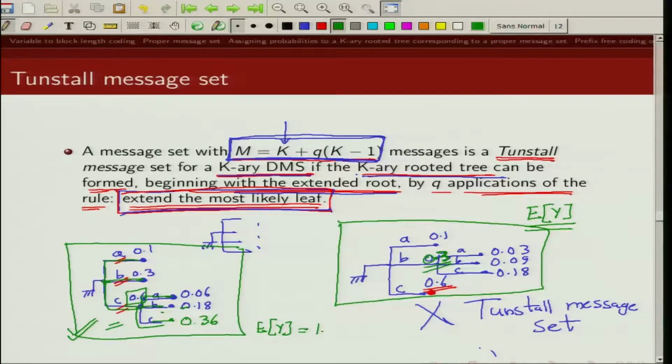In this case it will be 1 plus 0.6, so it is 1.6. What is the expected value of Y here? The root has probability 1 and this node which has been just extended has probability 0.3. So this expected value of Y is 1.3, whereas here it is 1.6. So clearly you can see, if I extend the most likely leaf, then that leaf becomes a node, right? And the probability of the node gets added to the expected value of Y.